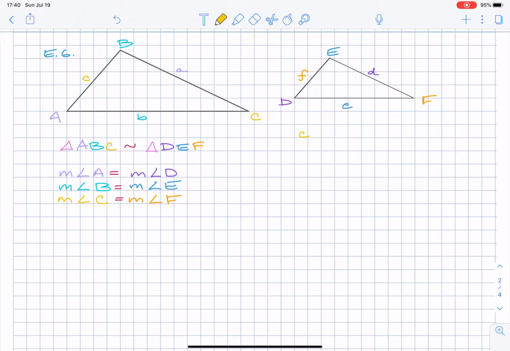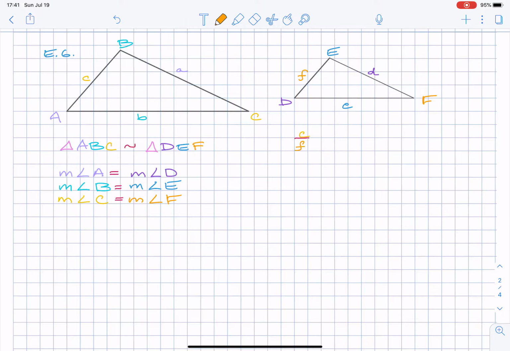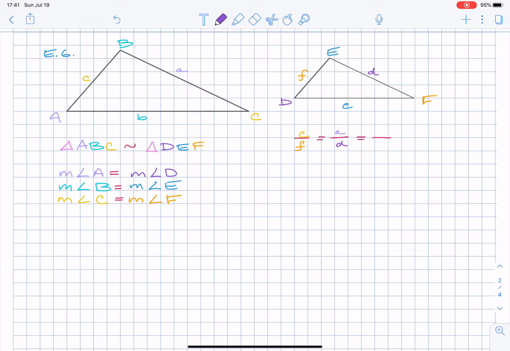Okay, so what did I have? I have the ratio of C over F will be the same as the ratio of right-hand side to right-hand side, which will be the same as the ratio of bottom to bottom. So, right-hand side was A over D, and bottom to bottom is B over E.